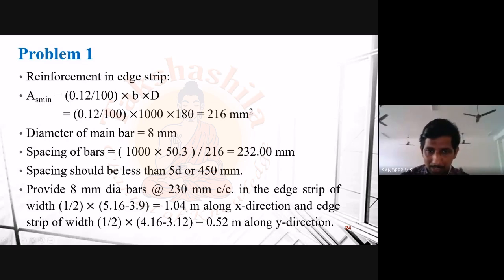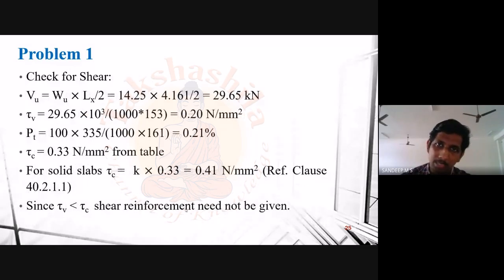Okay, so based on that, you provide the edge strip width as the total span, whether it is the Lx or Ly, divided by 8, and the middle strip will be 3/4 of Lx or Ly in both the directions. So you just calculate that. After that, we can provide the reinforcements. So again, the design for shear is the same as what we have done in the normal slabs.